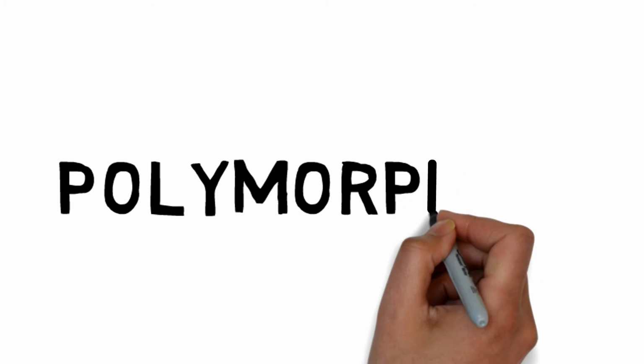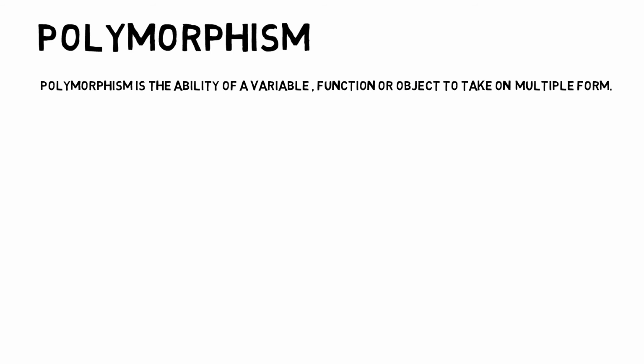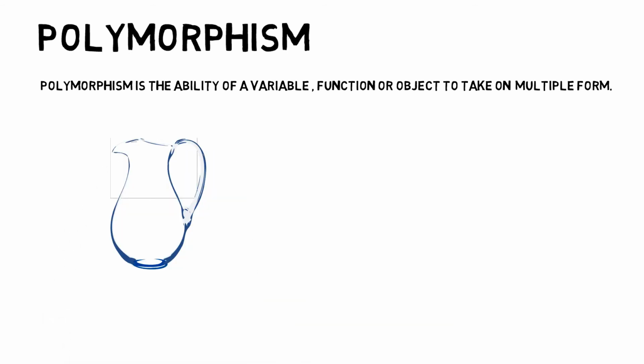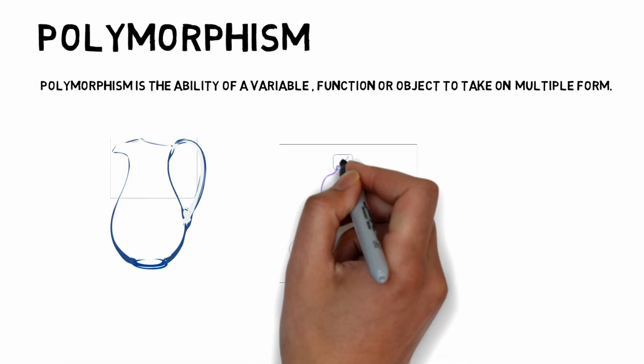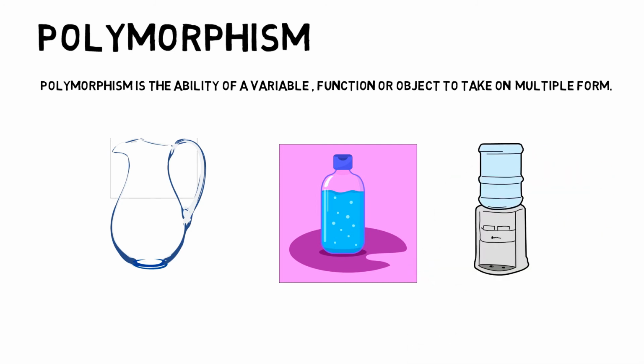So let's talk about polymorphism. Polymorphism is the ability of a variable, function or object to take on multiple forms. Overloading of functions is achieved by the usage of polymorphism. Let's take an example and understand this concept. Now let's consider you take three different utensils of different shape and size and you pour water inside them. When you pour water, the water remains the same, but whenever you pour it into a different utensil, the water takes exactly the shape of the utensil.